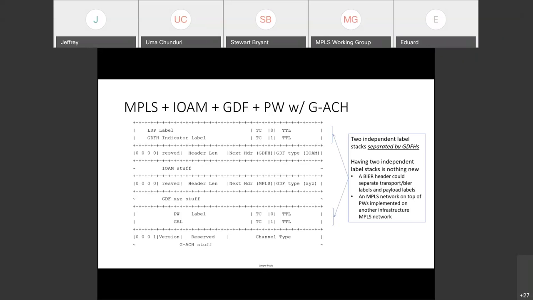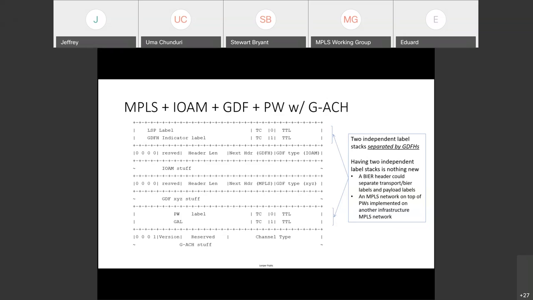Yes, right now this slide is like that, but I think the GDFH and GSH can actually very much merge or integrate. I'm actually open to using the existing GSH format to do this, but as long as we make this truly generic so that the same thing can be used for non-MPLS as well, I think that can be done. Okay.